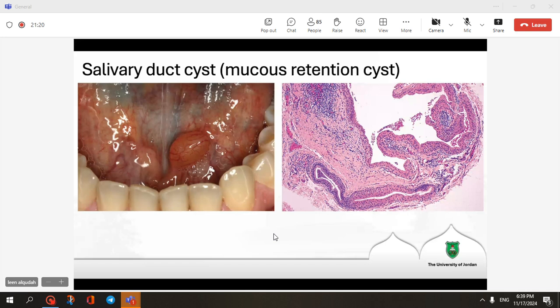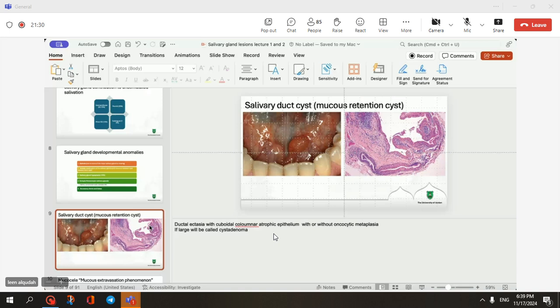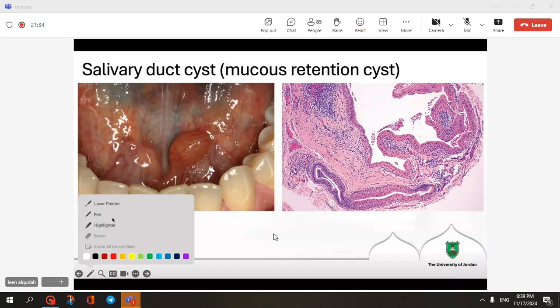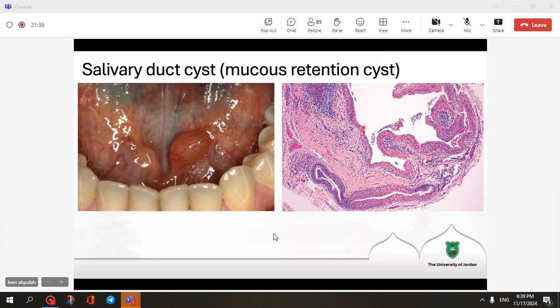This epithelial lining, as you can see here, let me just have a pointer. Okay, can you see my laser pointer? Can you see this red dot? Okay.